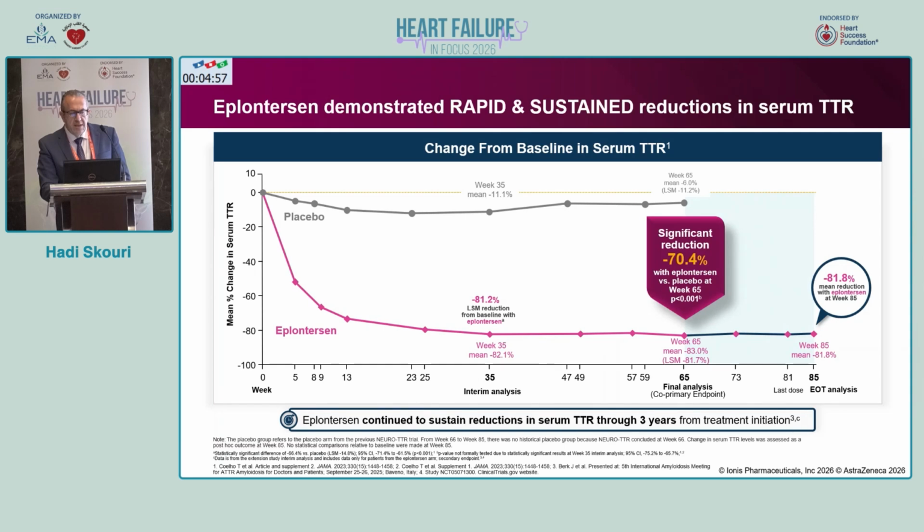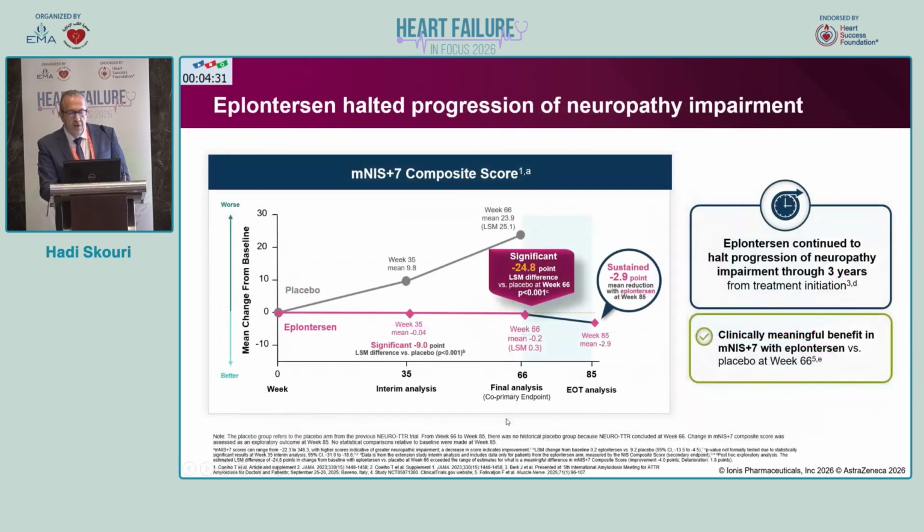So with eplontersen, there was a significant, rapid and sustained reduction in serum TTR, reaching a significant reduction of -70% at 65 weeks, which is comparable to the TTRansform trial, but this was extended until week 85 with an -81% reduction. And it continued as a sustained reduction up to 3 years of follow-up.